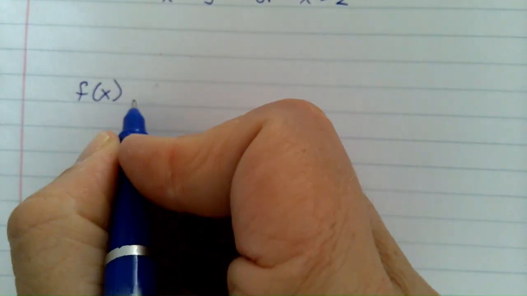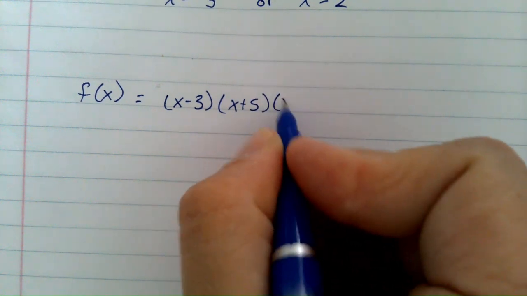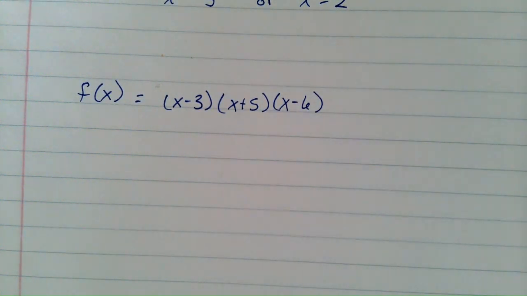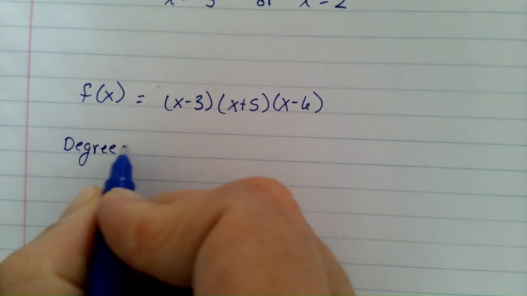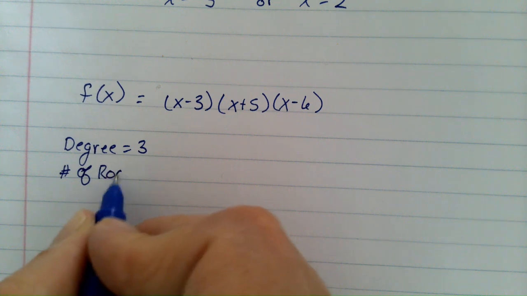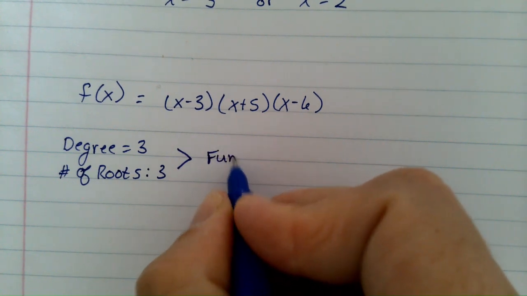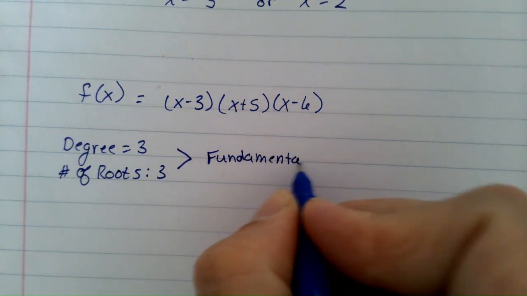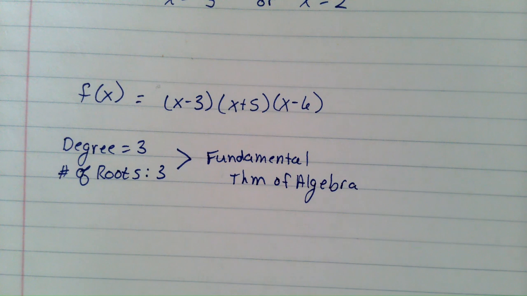So now what if I go ahead, and this time I'm going to give you one in factored form. f of x equals x minus 3, x plus 5, x minus 6. So now, because there's 3 parentheses, the degree is 3. So we should find the number of roots to also be 3. This right here is known as the fundamental theorem of algebra. Again, they may not always be real roots. In this case, there are.